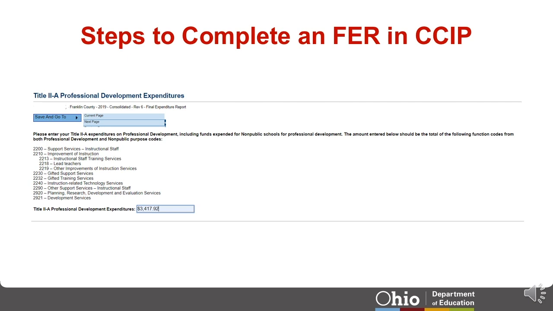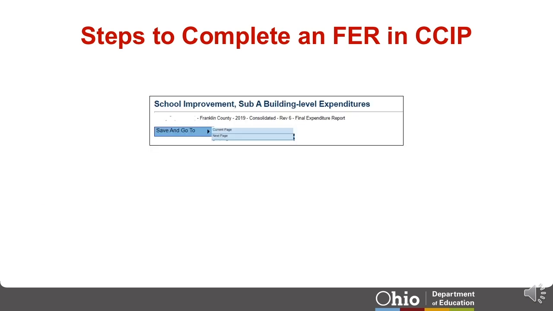book. Now, hover the cursor over Save and Go To at the top of the page and click on Next Page to go to the School Improvement Sub-A Building Level Expenditures page. There is currently no entry necessary on this page. Again, hover the cursor over Save and Go To at the top of the page and click on Next Page. You will be taken to the Non-Public School Final Expenditure Report.